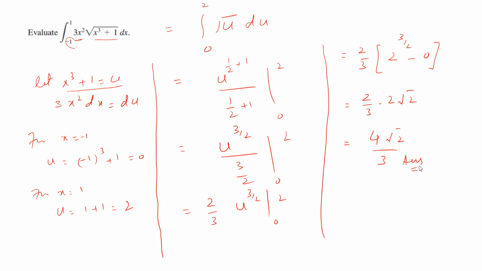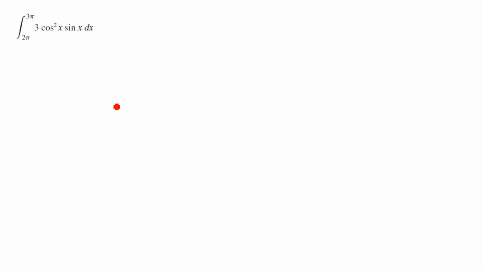Okay, let's solve another example. So here is an example of integration of trigonometric functions. You can see that sin x is related to the derivative of cos x. The derivative of cos x is actually minus sin x, so we can introduce a negative here, so that it can be minus sin x.